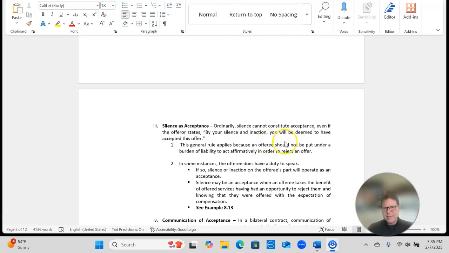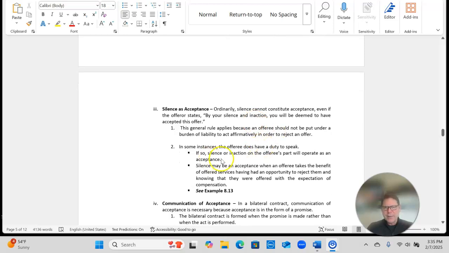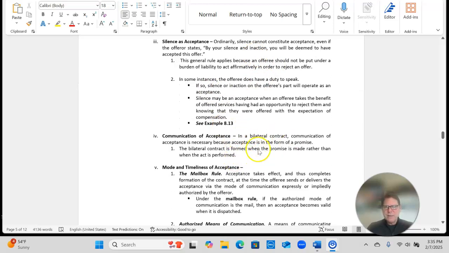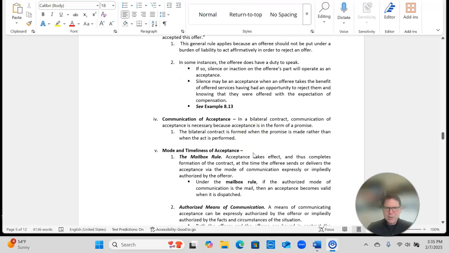Because they would say, send the cassette tape back if you don't want them. Send it back with a note saying, I don't want to belong to your cassette tape club, right? Well, the law said you can't do that. That's actually saying that you have been deemed accepted by silence or inaction, and the law does not allow that. We talked about communication of acceptance in a bilateral versus unilateral contract many times.